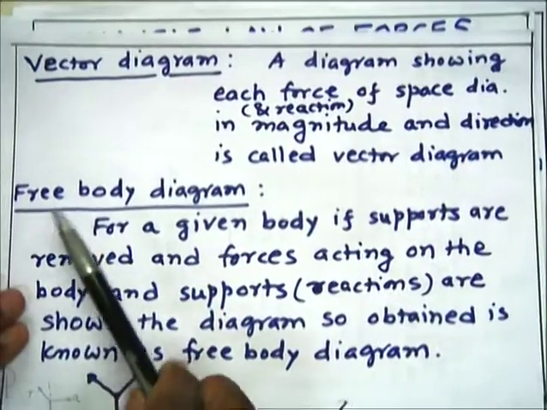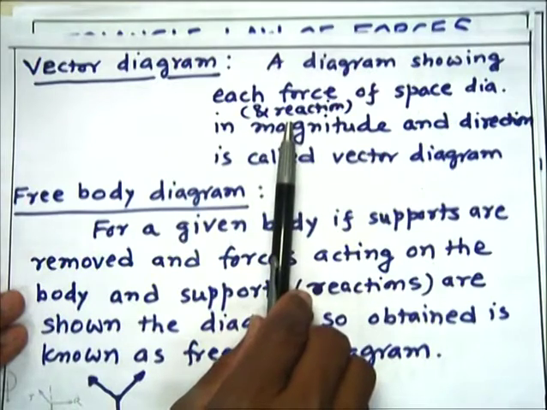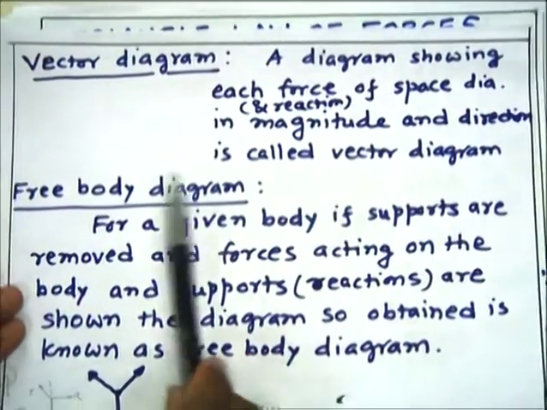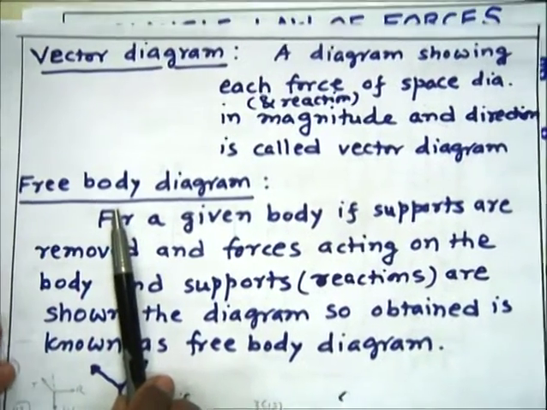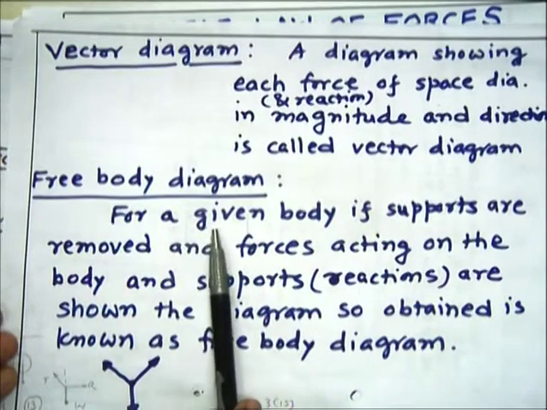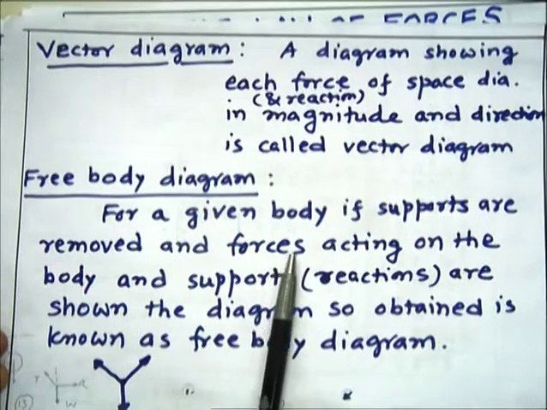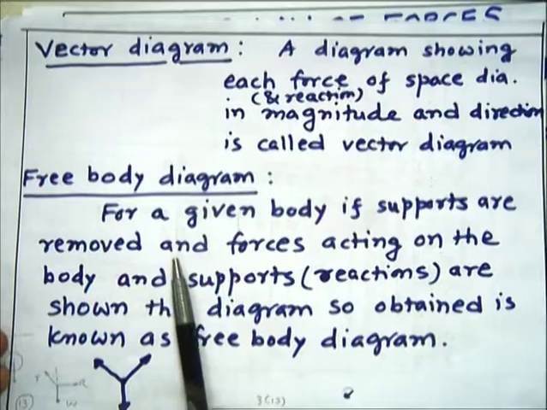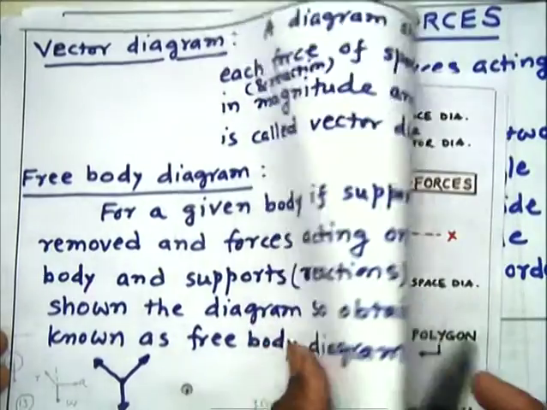Then from the space diagram we draw the vector diagram. A vector diagram is nothing but showing each force of the space diagram, or the reactions, in magnitude and direction. Then we also need to draw free body diagrams in some cases. As you know, a free body diagram is for a given body, where the supports are removed, and the forces acting on the body and the reactions of the supports are shown. That diagram is known as a free body diagram.